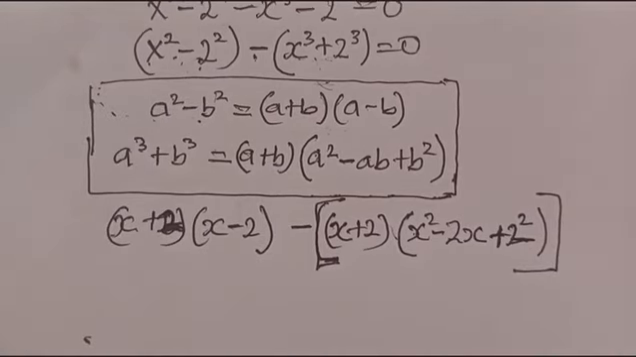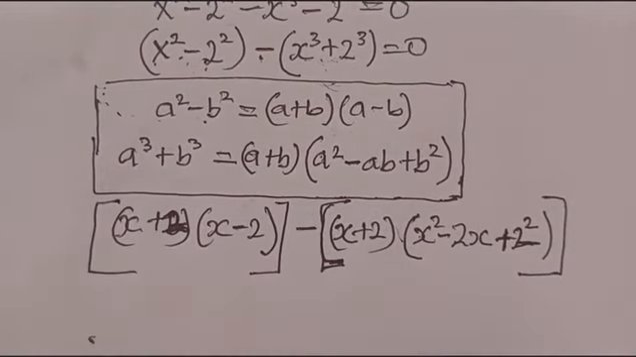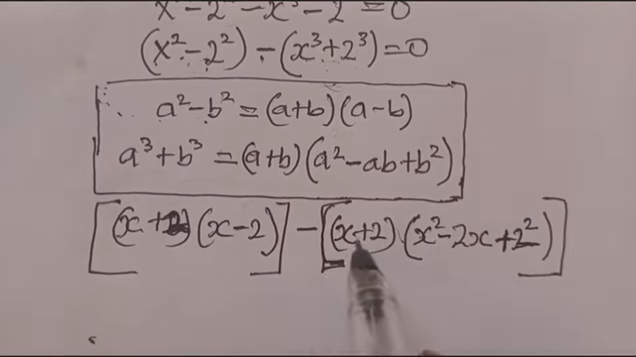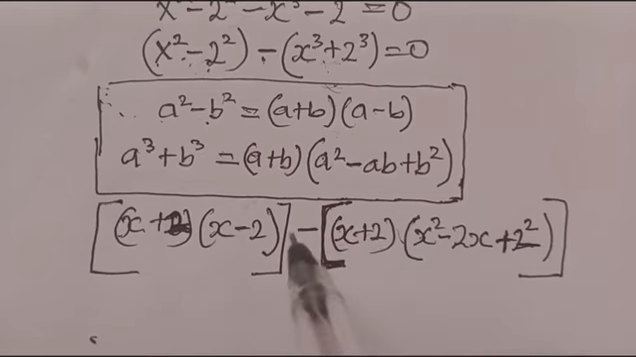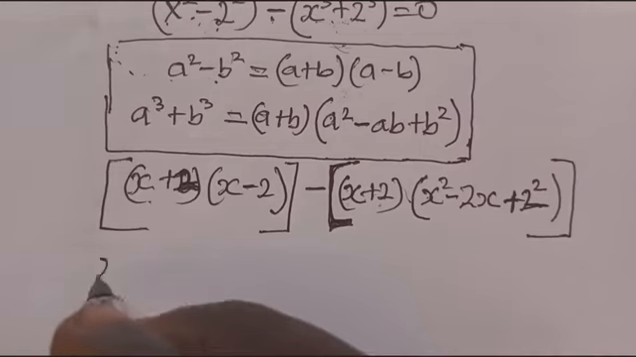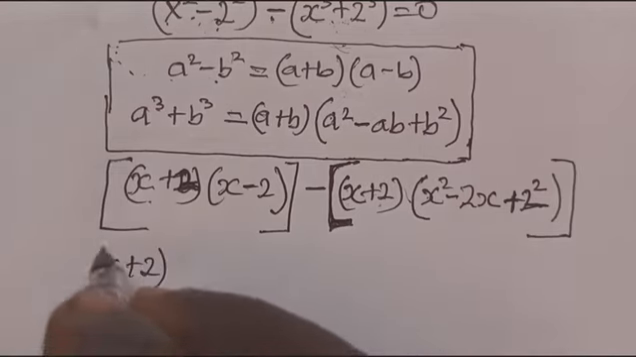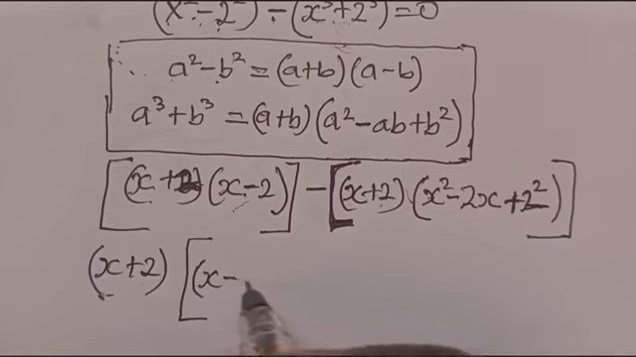So from here now, let me separate the two sides using brackets. From here you can easily say something is common between the two sides, which is x plus 2. We have x plus 2 here, we also have x plus 2 here. So that is what is common. Let's factorize it out. x plus 2, then we factorize it. This still remains. We will divide this by this. We have x minus 2.